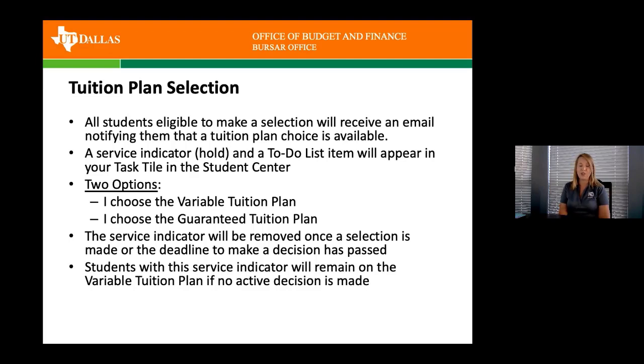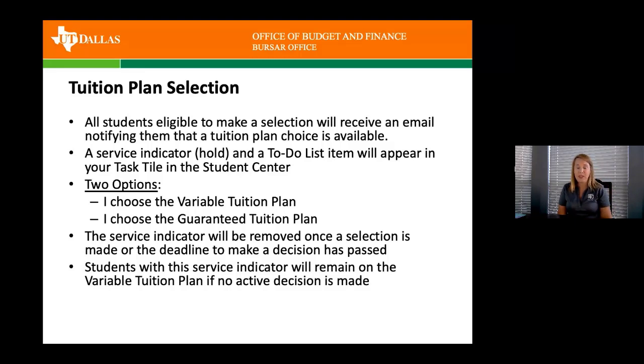So when you go to your student service center, hopefully everybody's been into Orion, into their student service center, and you see the Bursar tile. When you click on that, it will give you the option to choose between the 2 plans. It's pretty self-explanatory. It asks you, I choose the variable tuition plan, I choose the guaranteed tuition plan, and you click on that one. Make sure you follow all the steps because you do have to submit your choice.